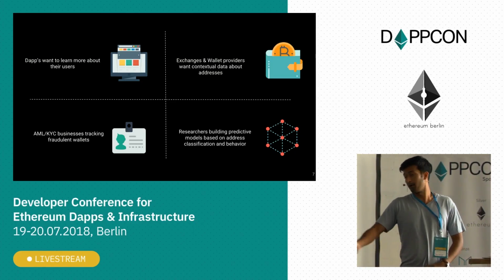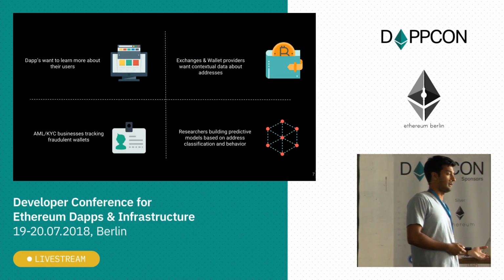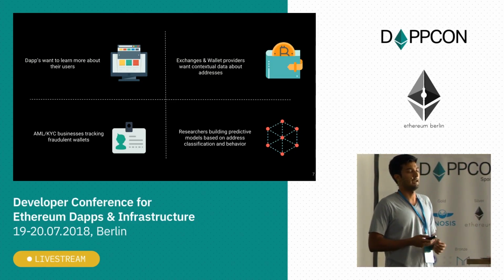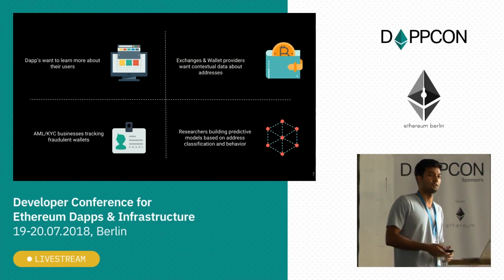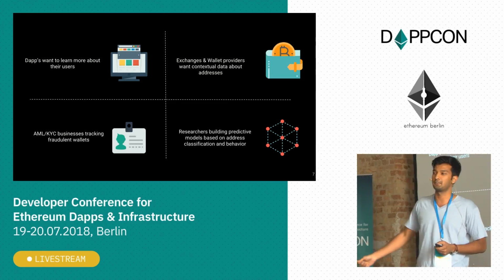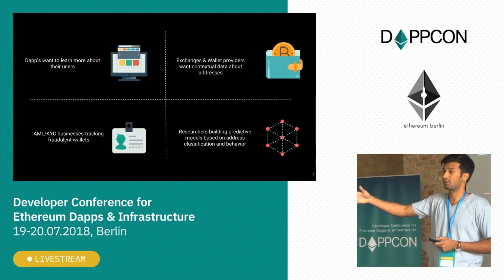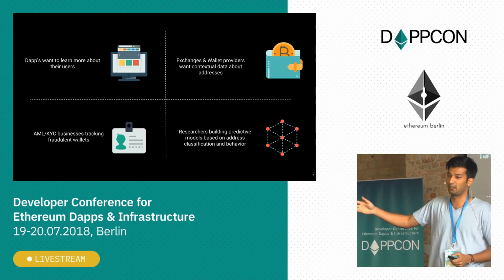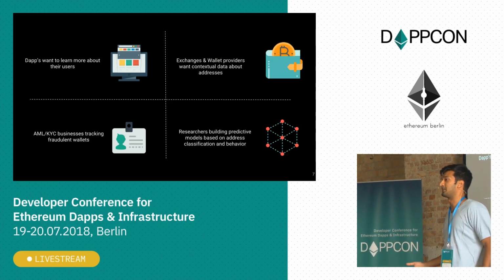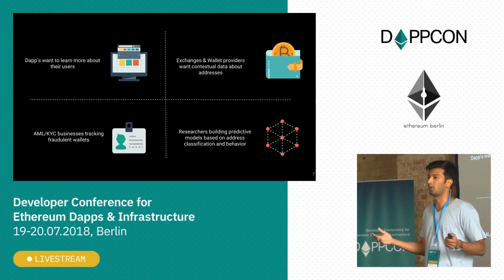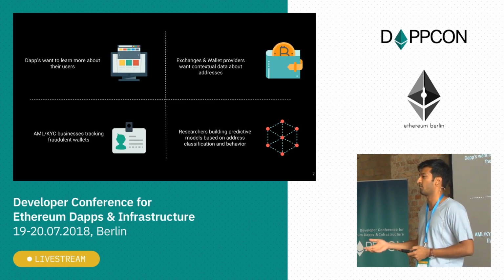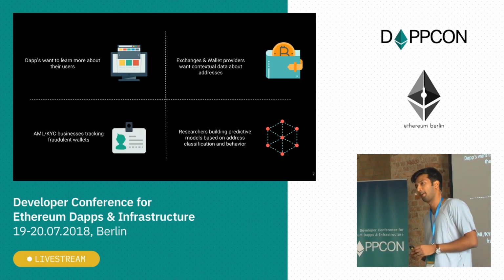Or, AML KYC is becoming big. I used to work in fintech, so I'm very familiar with security tokens. What's going to happen is the SEC is going to say that you can only interact with another address if you know that it's a trusted counterparty. These are all reasons why it's important to get some sort of contextual data and information about addresses.